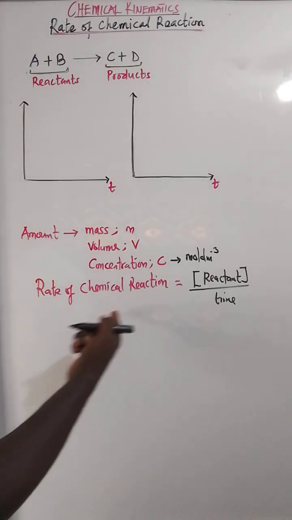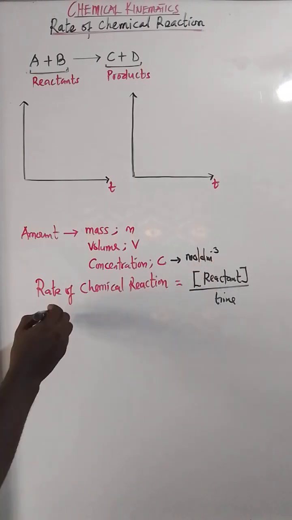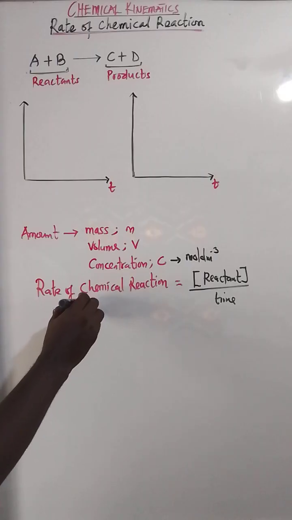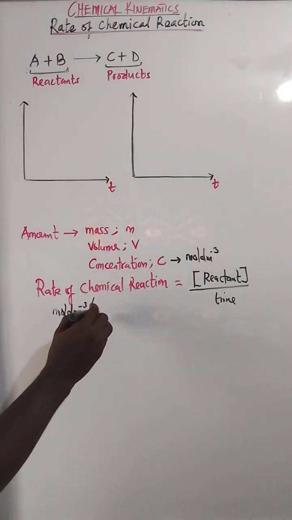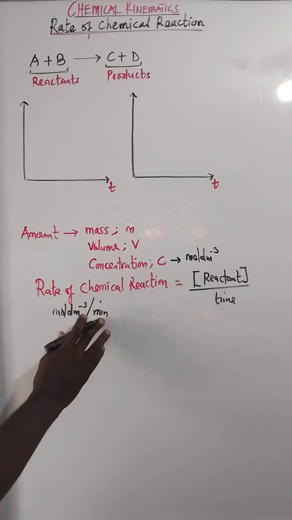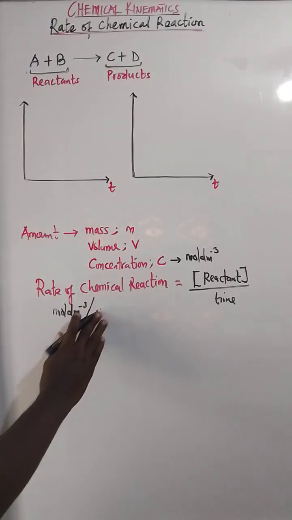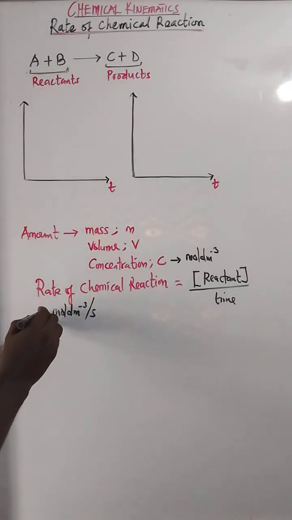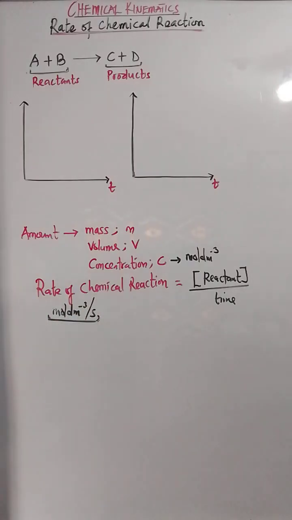The unit is, for reactant, mole per dm cube. If you are using concentration, the unit is mole per dm cube per time. The time can be seconds, minutes, hours, it can even be days, depending on the nature of the reaction. But using the SI unit of time, seconds, mole per dm cube per second is the unit of rate of chemical reaction.